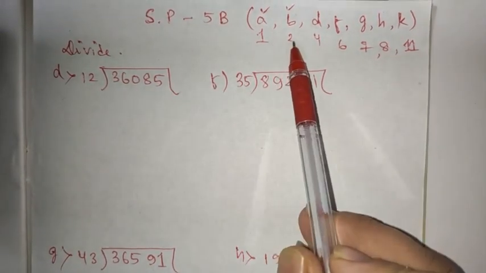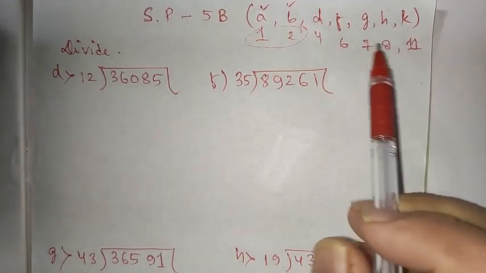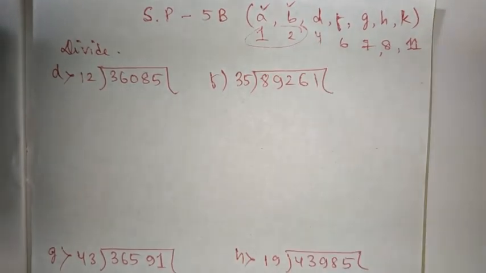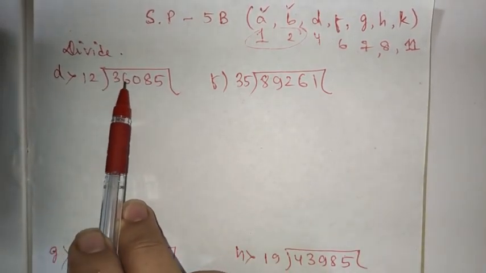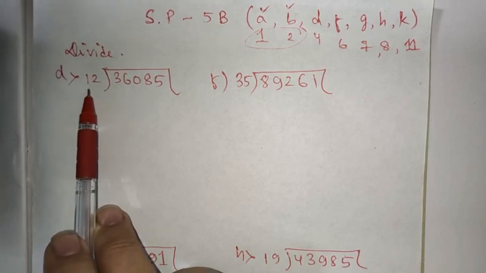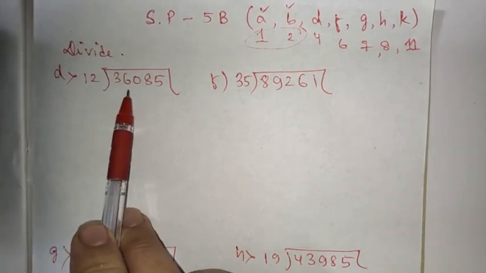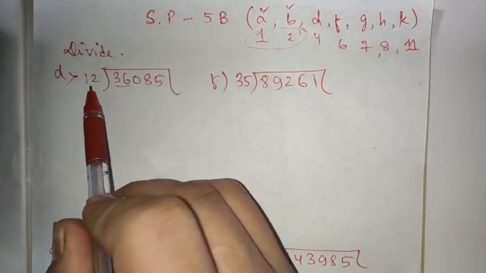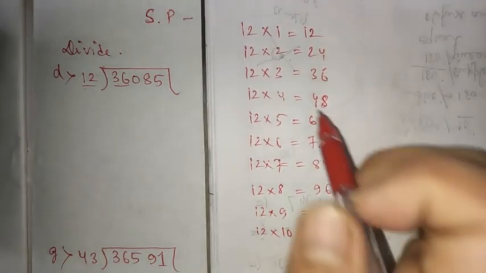So numbers 1 and 2 we have already completed in the last class, right? So I'll be starting from number 4. Okay, so here I have question D: 36085 is divided by 12. To solve this, as I have mentioned, this is a 2-digit divisor, so 2 digits should be focused on by the 2 digits. So you should have knowledge of the table of 12. Let us have a look at the division by 12. Here I have written the table of 12.